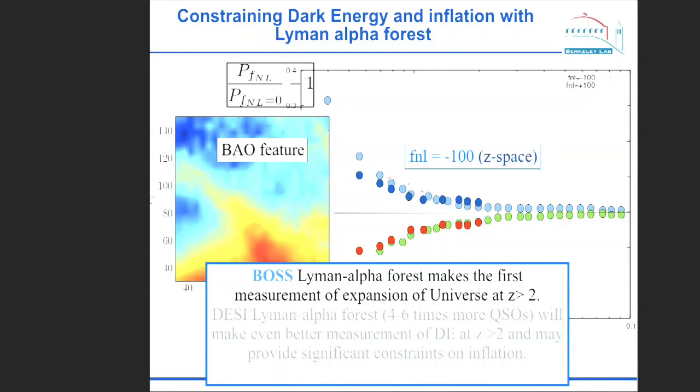BOSS Lyman-alpha forest already made the first measurement of the expansion of the universe at redshift larger than 2, and we will get a really good result coming out very soon. The DESI Lyman-alpha forest, which has 4 to 6 times more quasars, will actually completely beat BOSS. It will make a really good measurement of whether there's a dark energy model at redshift larger than 2, and basically maps the expansion of the universe at really, really high redshift until 21 centimeter comes along. So I would implore people who are thinking about the Lyman-alpha forest to think of this as a precursor to how you do 21 centimeter in some ways, but with very different, completely different systematics.